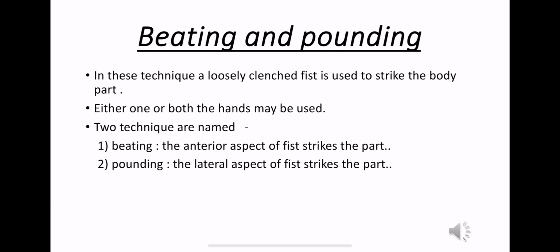Beating and pounding. In this technique, a loosely clenched fist is used to strike the body part. Either one or both hands may be used. There are two techniques, named as follows. First, beating. In this technique, the entire aspect of the fist strikes the part. Second, pounding. In this technique, the lateral aspect of the fist strikes the part.